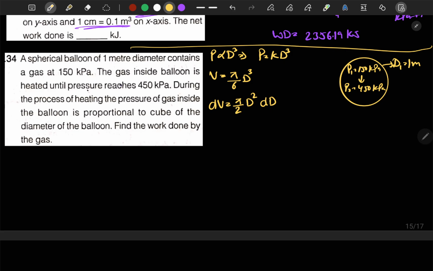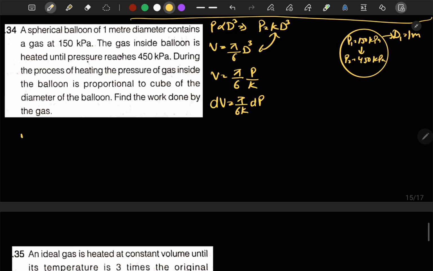Okay, from here, otherwise we can also do it in a different way. Let's say d cube is P by k, and this will be 6. Using these two equations, we can say that volume is equal to pi by 6 P by k. Okay, so small change in volume, dV is equal to pi by 6k into dP. So the work done for a gas is integral P dV. We can write it as integral P into pi by 6k into dP.